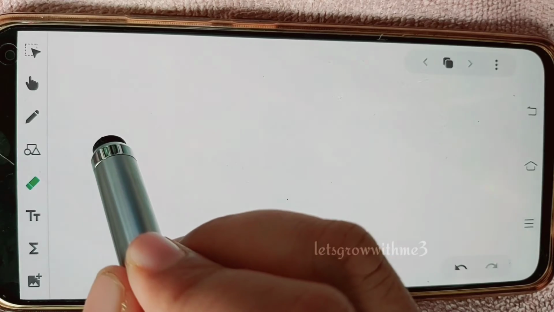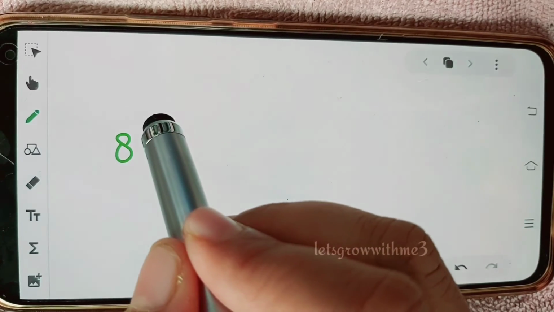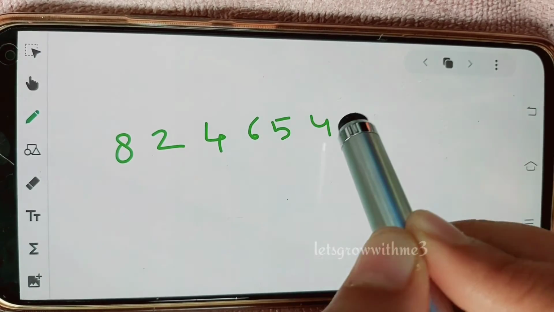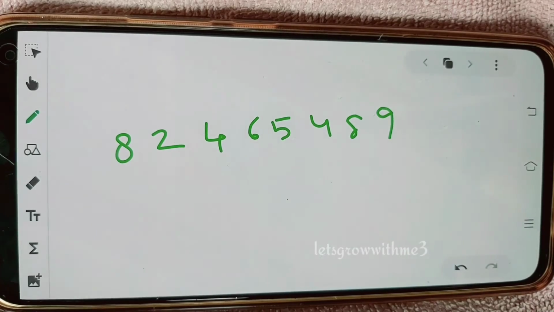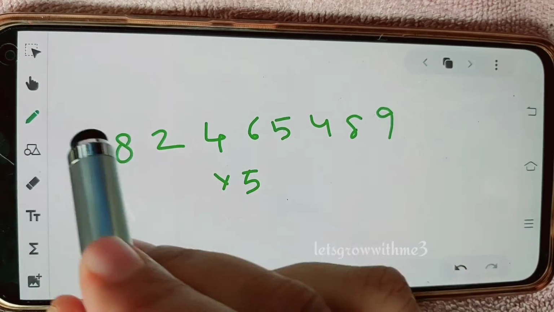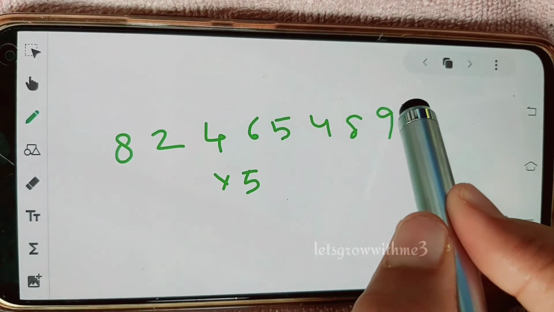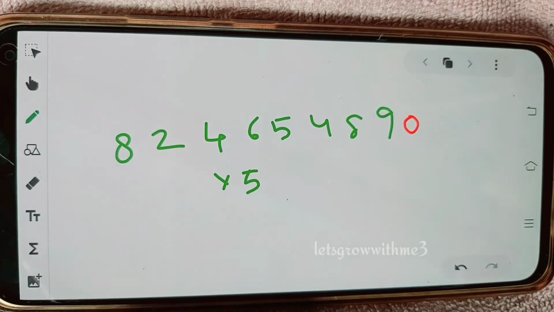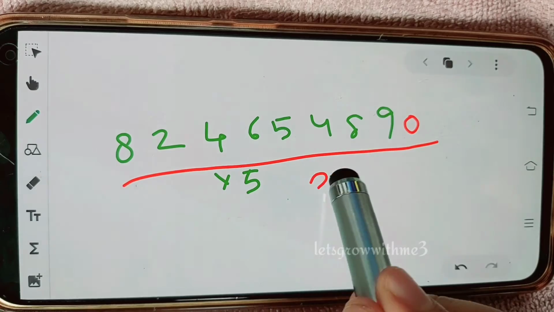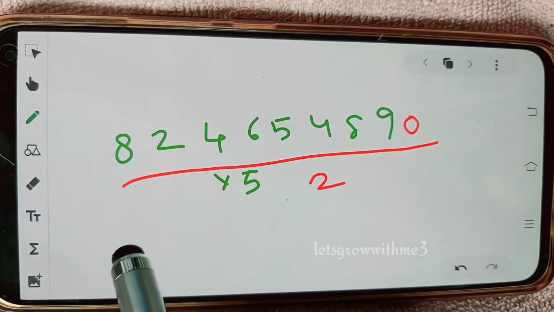Okay, so let's consider one more example even bigger than this. Okay, so 8 2 4 6 5 4 8 9. Okay, so now I'm taking 8 numbers. Is it 8? Yeah, 8. Yeah, just need to append 0. Okay, and then we need to do half of this number. So what's the half of this value?